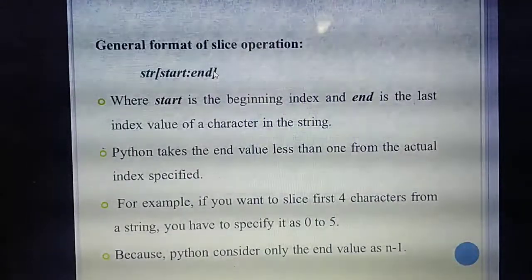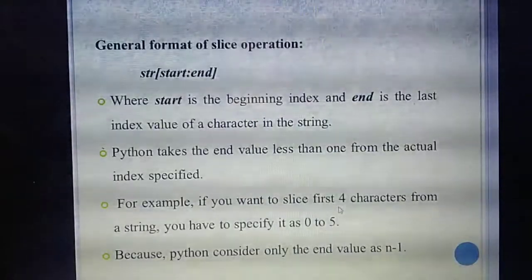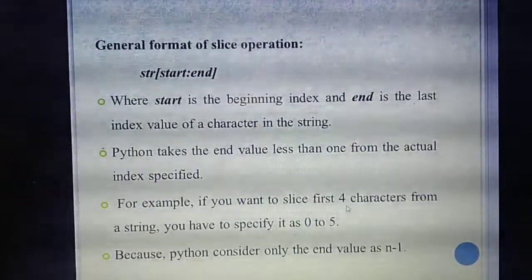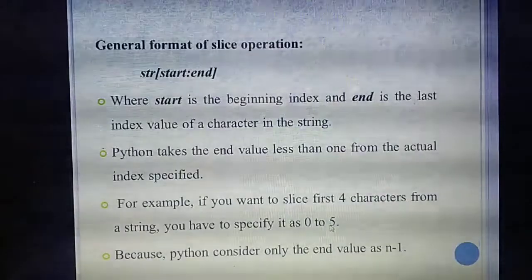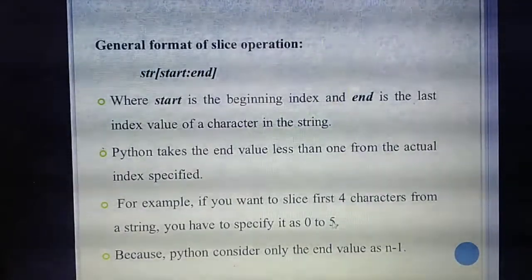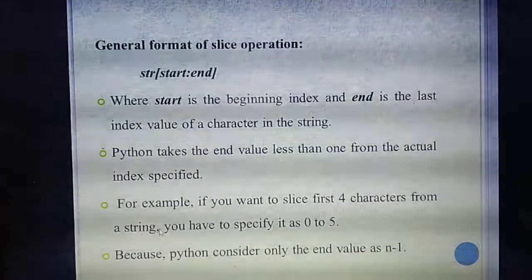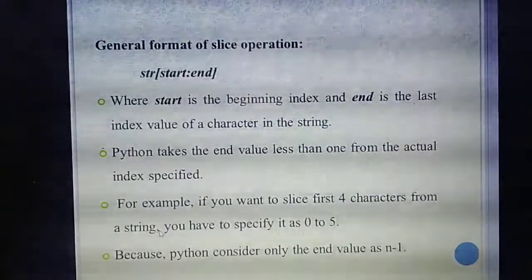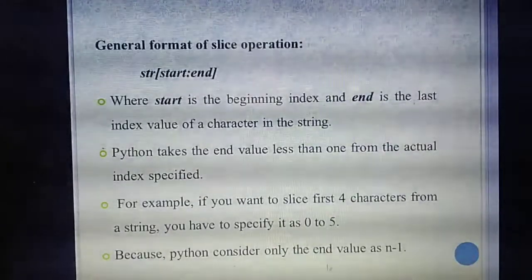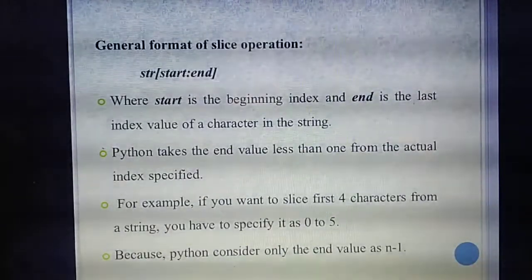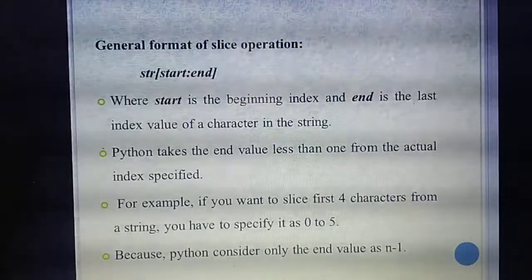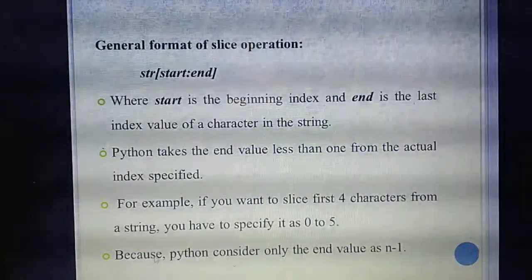Understand? For that only they have given an example. If you are going to slice 4 characters, you need to specify 0 to 5. That means last value 5 minus 1, 4. So it will slice up to 4 characters. Why? Because Python always considers the last index value as n minus 1. Understand? This is the general format for the slice operation.